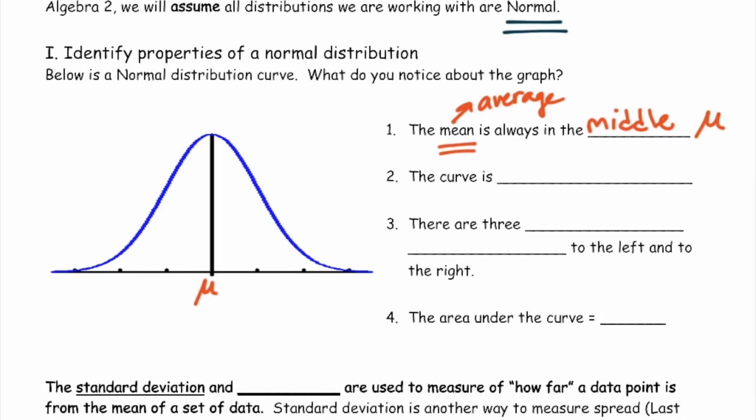Another important characteristic is that this curve is always going to be symmetric. So you can see that the left half of the curve is a reflection of the right half, where the mean right in the middle is cutting it in half.